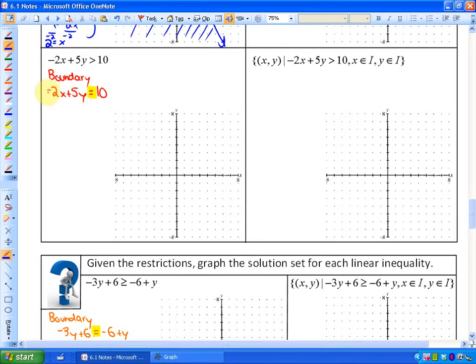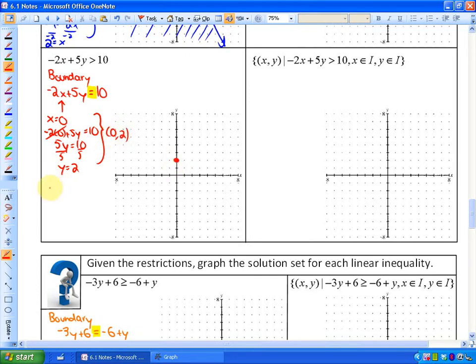Now we've discovered that the boundary line is going to be where negative 2x plus 5y is equal to 10. If I substitute x is equal to 0 into the function, I'll have negative 2 times 0 plus 5y is equal to 10. That's going to be 5y is equal to 10, because anything times 0 is 0. Divide by 5, and I'll have y is equal to 2. So in other words, when x is 0, y is equal to 2. And that's this point right here.